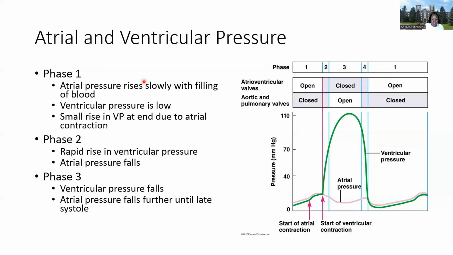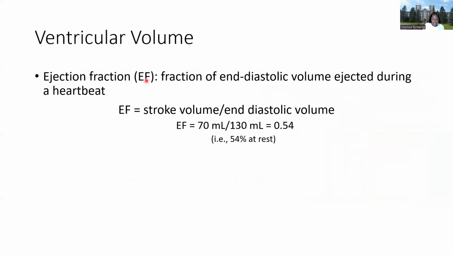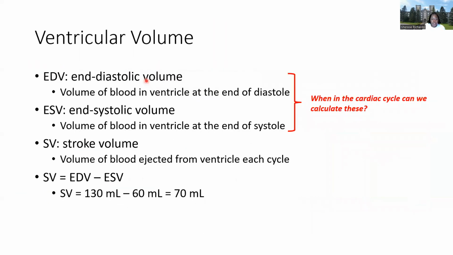Okay. All right. And so if you look at the numerical values for these volumes, for stroke volume, it's about 130 milliliters minus 60 milliliters, and that will give us 70 milliliters for our stroke volume. The 130 milliliters is our end diastolic volume. The 60 milliliters is our end systolic volume. And so our stroke volume, which is the amount that has been ejected, will be 70 milliliters.